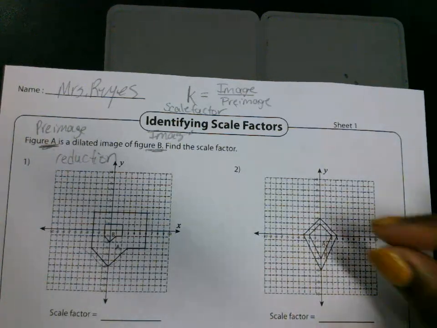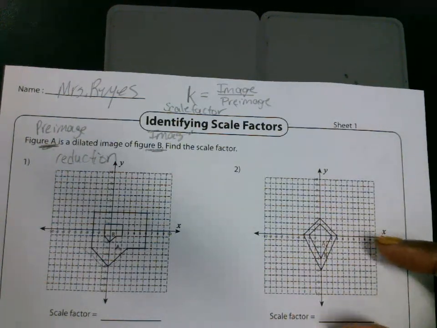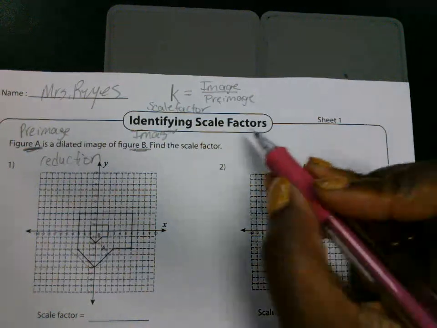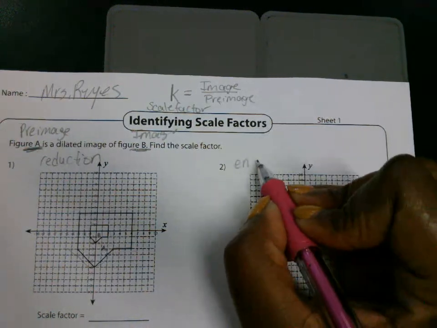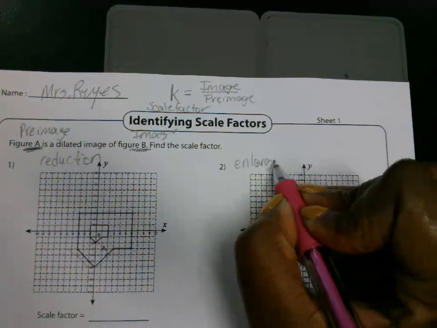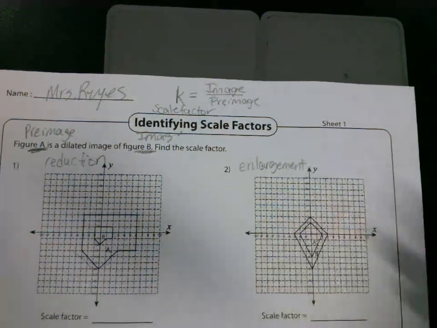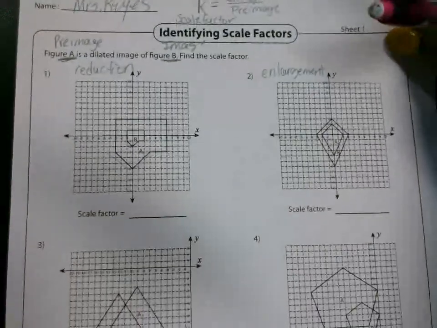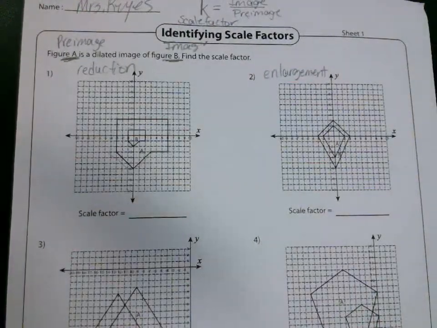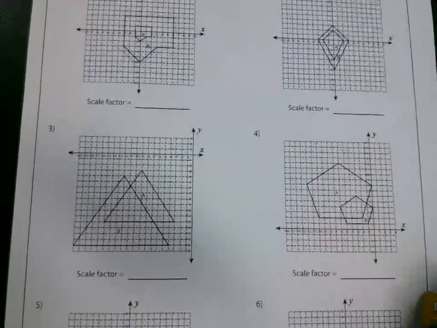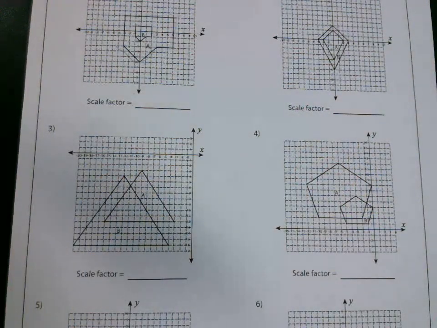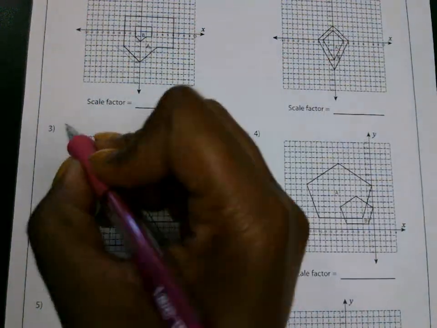Number 2, from A to B, did it get smaller or did it get bigger? From A to B, it got bigger. So this is an enlargement. On number 3, slide it up, Miss Reyes. From A to B, did it get smaller or bigger? Bigger. So this is an enlargement.